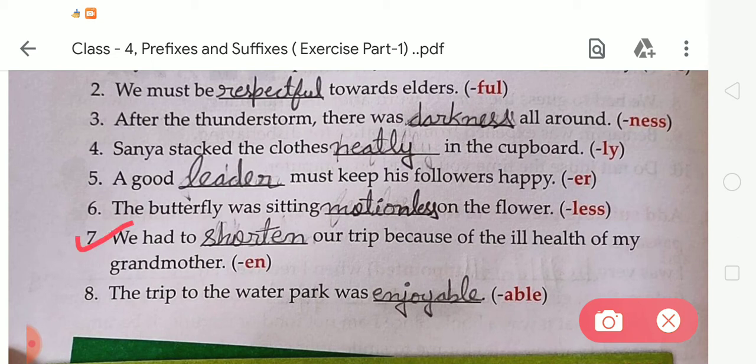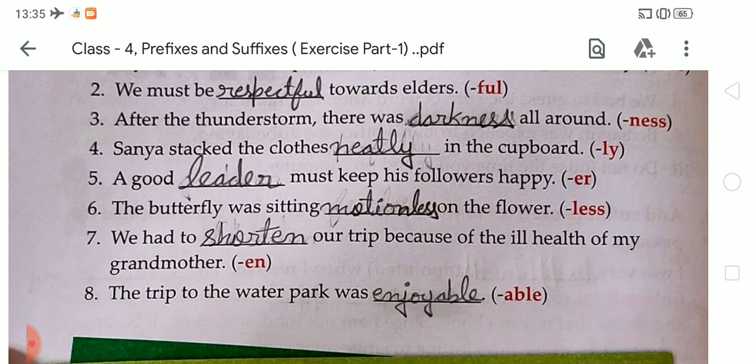Now the 7th is we had to dash our trip because of the ill health of my grandmother. So here we have to write shorten. Okay, the word will be shorten. We had to shorten our trip because of the ill health of my grandmother. Now the 8th is the trip to the water park was dash, the given suffix is able, so we have to choose the word enjoy, so it will be enjoyable. So the trip to the water park was enjoyable.